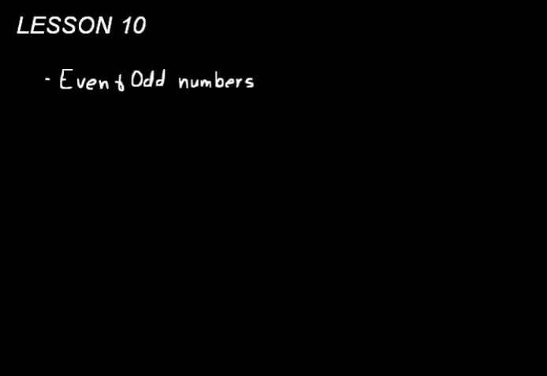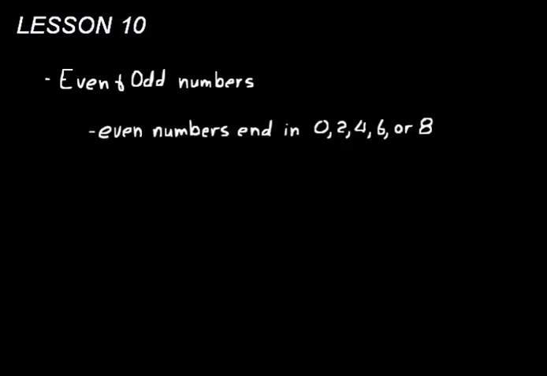Lesson 10 is about even and odd numbers, and it starts on page 35. Now, there's a real easy way to tell if a number is an even number or an odd number. Even numbers always end in 0, 2, 4, 6, or 8. Odd numbers always end in 1, 3, 5, 7, or 9.